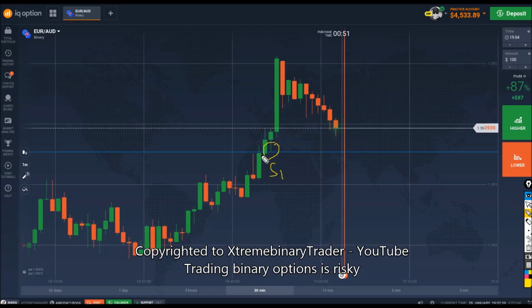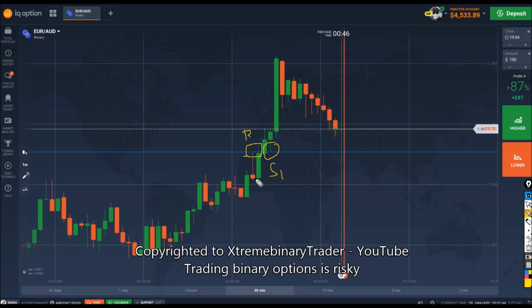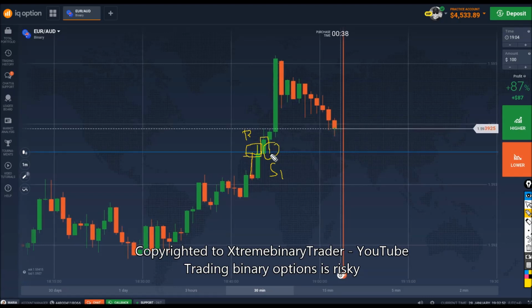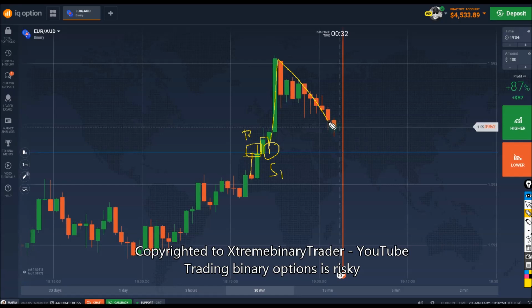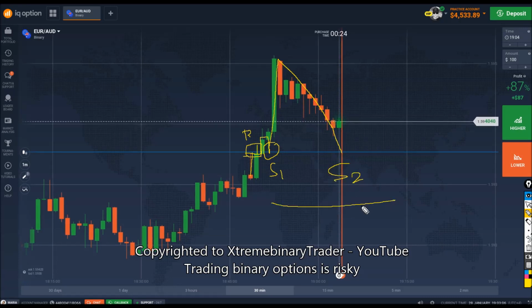Why this level? Because looking at the left, we can see that this was a resistance. This resistance of these 2 wicks has been breaking out, and a new support has been created, and the market went up, meaning now the market is going all the way down, and then we can expect this will be support number 2.